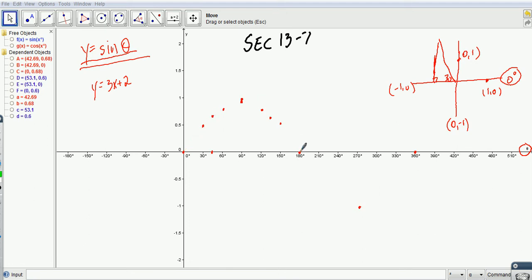Now what do you think it does down the other way? It's the same thing, except now we're having negatives, right? Because this would be the third and the fourth quadrant. What's sine in the third quadrant? It's going to be negative. What's sine in the fourth quadrant? It's going to be negative.